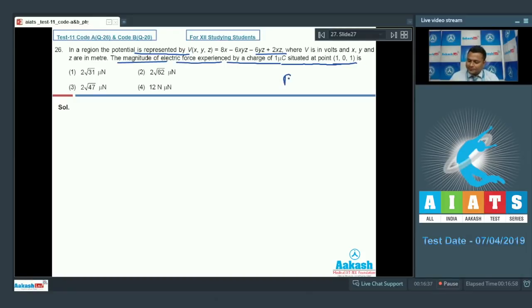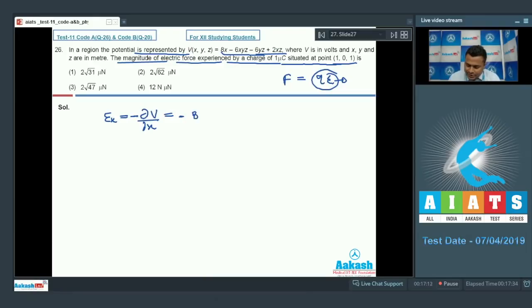Now we know that F equals QE. Magnitude of force on charge kept in external field is given by QE. So for force we require the electric field. Now the electric field we can calculate from the given potential expression as Ex, that is minus partial derivative of V with respect to x, del V by del x. That is, we have to differentiate this V with respect to x keeping other variables constant.